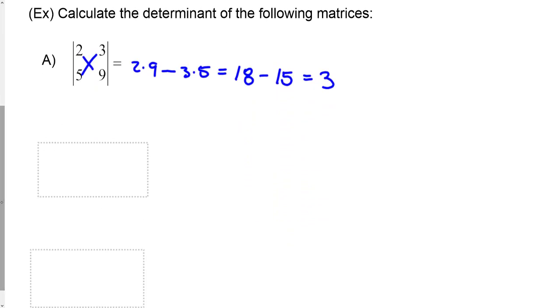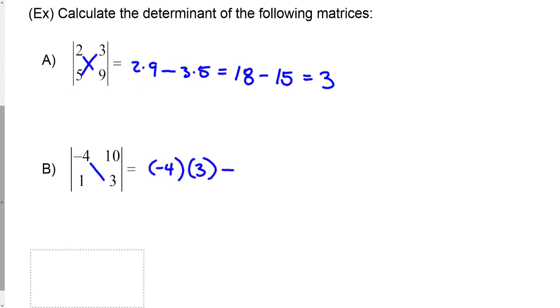Let's take a look at another example. So for matrix B, I have negative 4, 10, 1, and 3. So I would take negative 4 times 3 minus 10 times 1. So this is going to be negative 12 minus 10, which is negative 22. So the determinant of this matrix is negative 22.